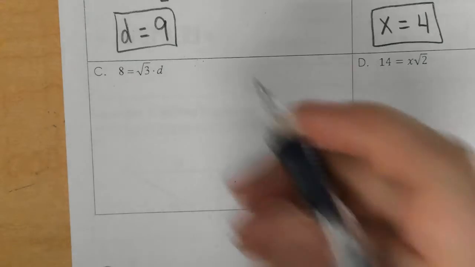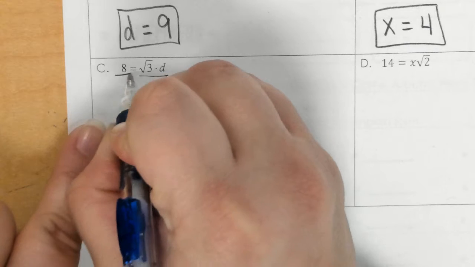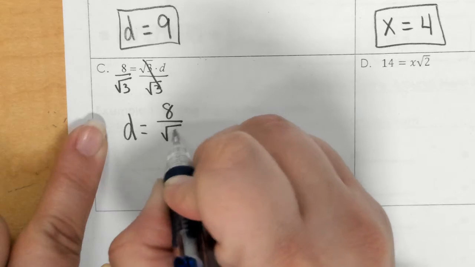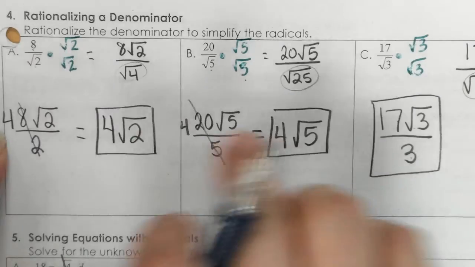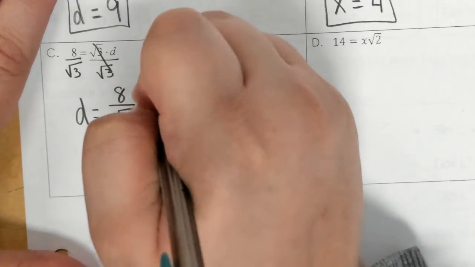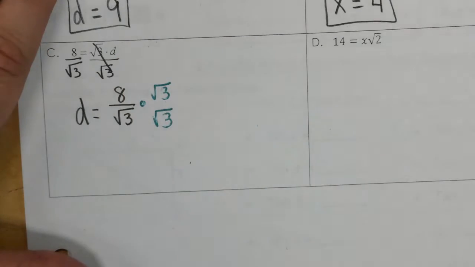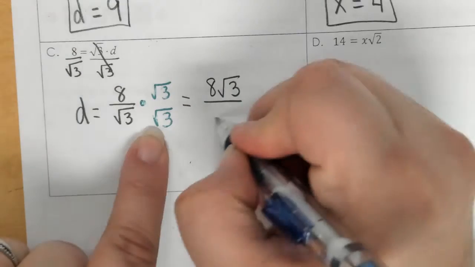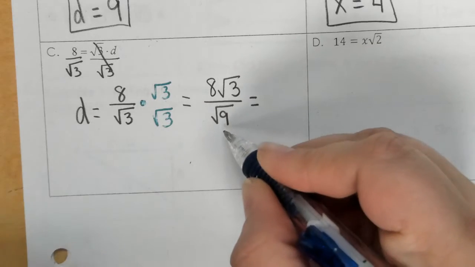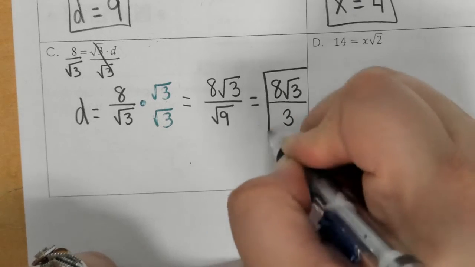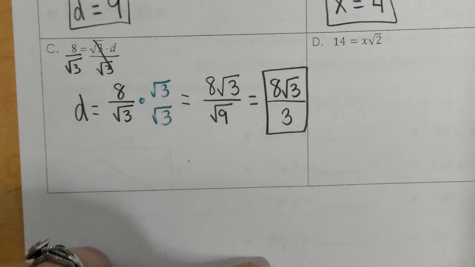In letter C, we divide by the square root of 3. And we have 8 over the square root of 3. So now this is really very much like what we just did up here. Okay? And we need to rationalize the denominator by multiplying by the denominator. So I have 8 radical 3 on the top, and then 3 times 3 is 9, so I have the square root of 9. This is 3, and I keep the numerator the same, and 8/3 can't reduce, so that's my answer.